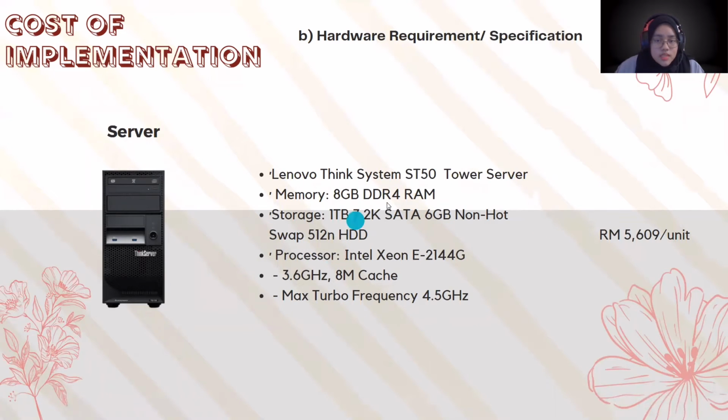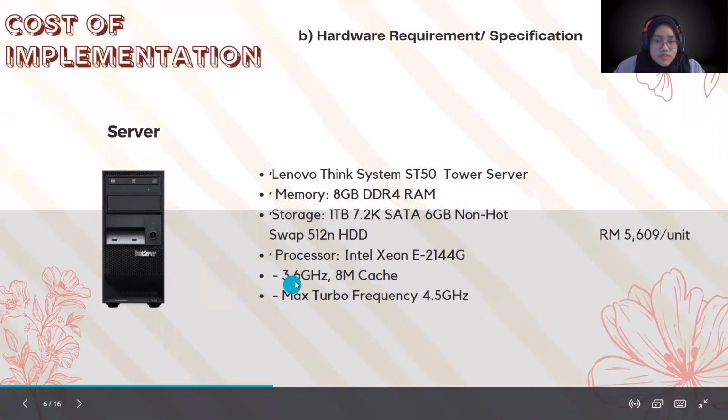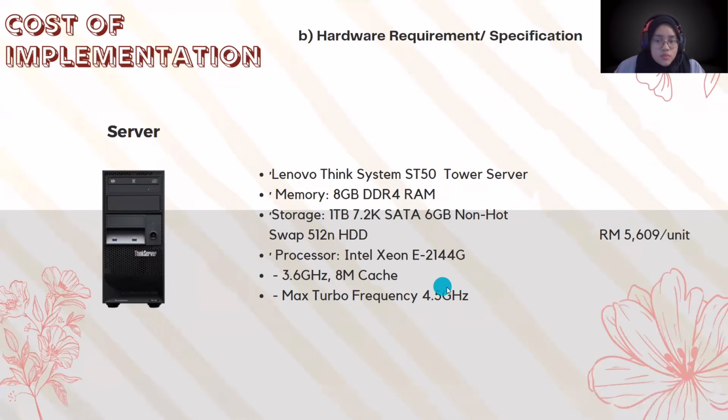The memory is 8 GB DDR4 RAM. Then the storage is quite big, which is 1 terabyte. This server uses processor Intel Xeon E2144G. And this server costs us 5,609 ringgit per unit. In our project, we use 3 units of server, so it costs us 16,827 ringgit.